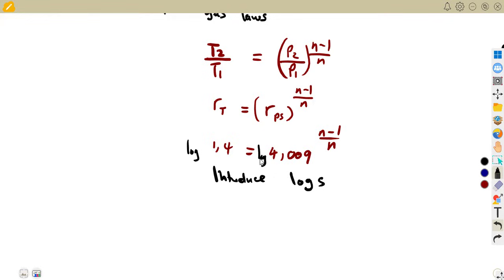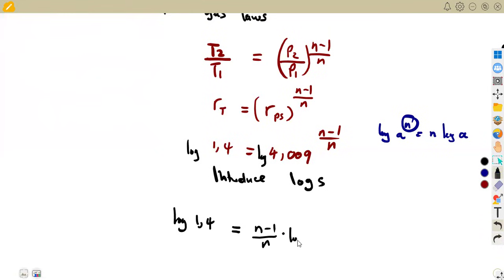We know that if a log is being introduced here, we can drop this exponent on a log. The logarithm of a to the exponent of m is equal to m times the logarithm of a. The exponent can be used to multiply the logarithm. So here I'm going to remain with the logarithm of 1,4. But this side, I'm going to drop the exponent. So it's going to be n minus 1 over n, the whole exponent as it is, multiplying the log of 4,009. Remember, what you want to calculate is n.